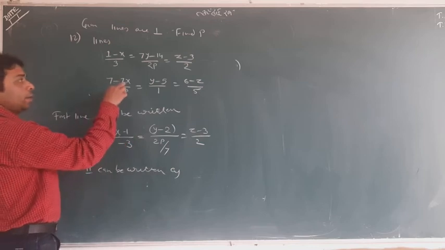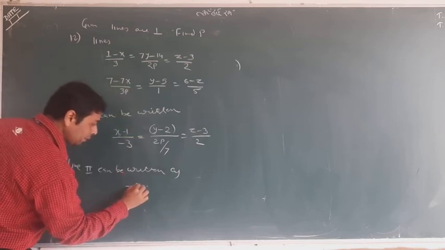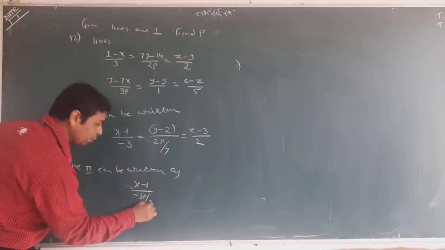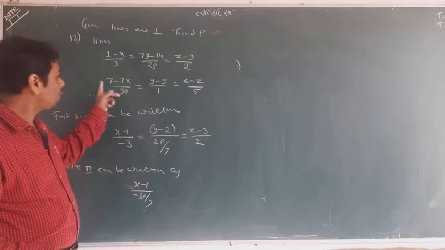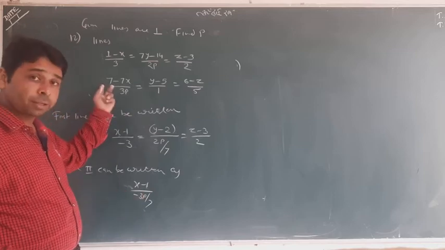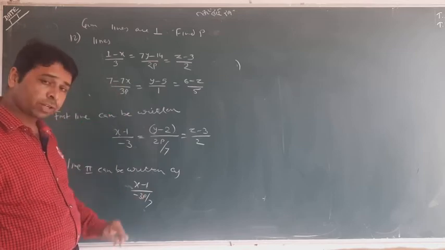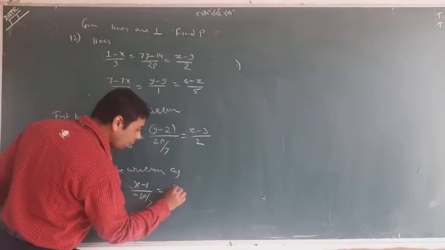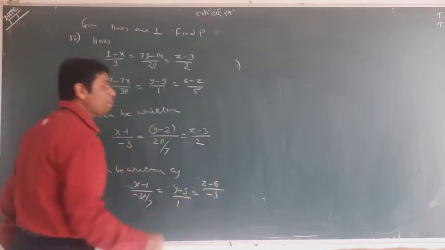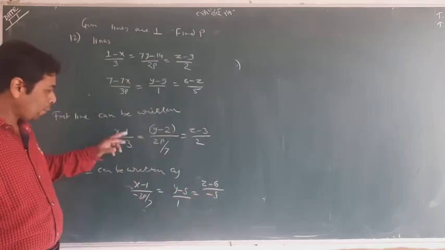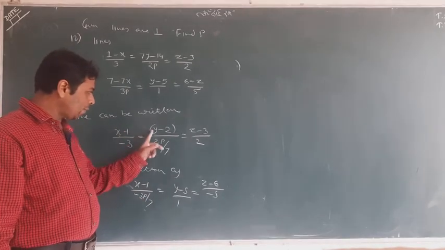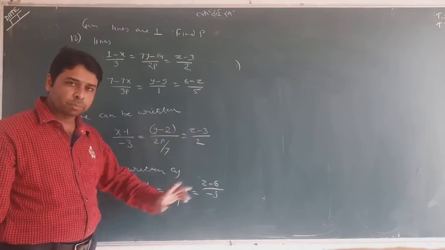Line 2 can be written as: take minus 7 common. So (x - 1)/(-3p/7). What have you done? Two things together. Take 7 common, so it shifts to the denominator as 3p/7. Take minus common, so x minus 1 happens and minus also shifts to the denominator. (y - 5)/1 is looking good. Z minus, again take minus common and shift that minus to the denominator. You have created your favorable two lines, which look like (x - x1)/a1, (y - y1)/b1, (z - z1)/c1.